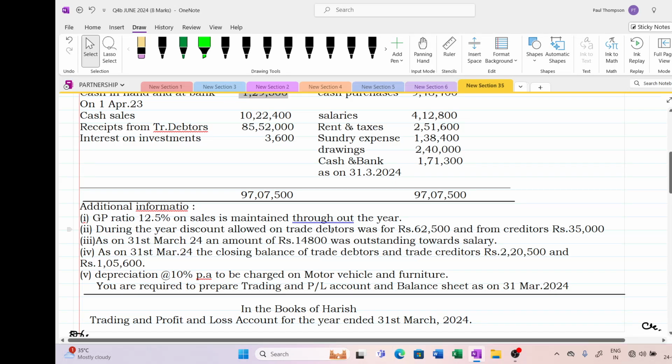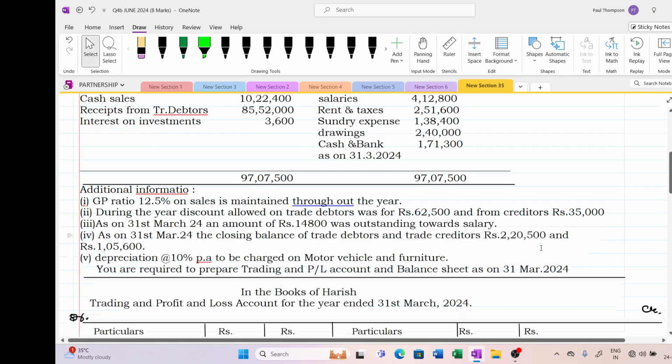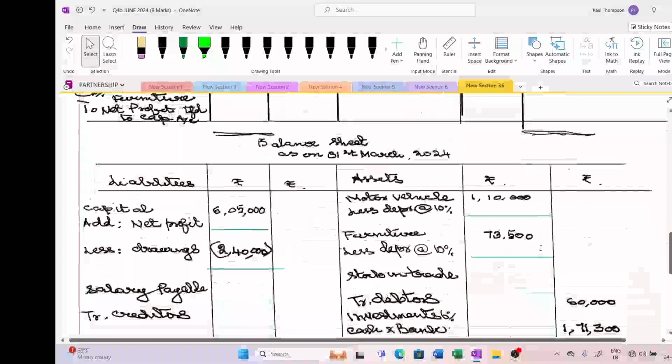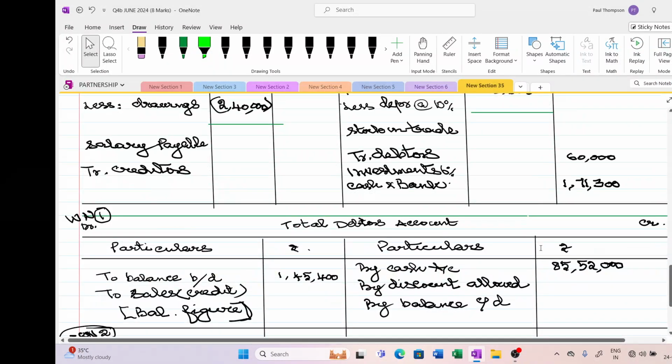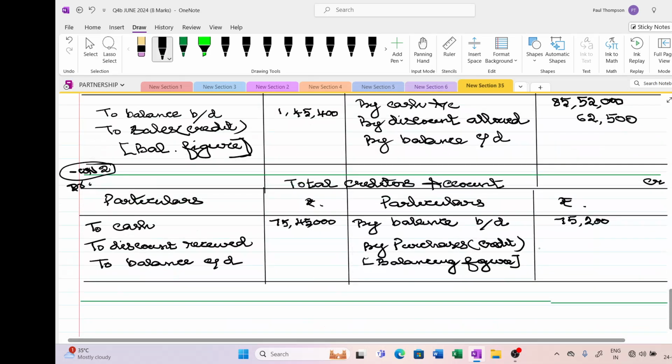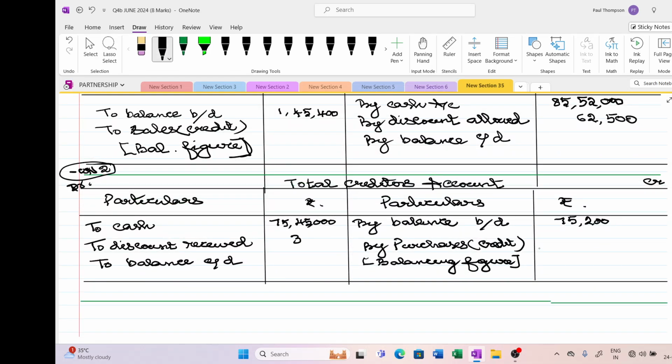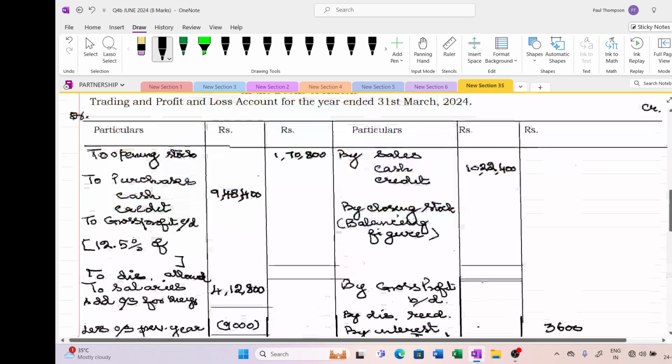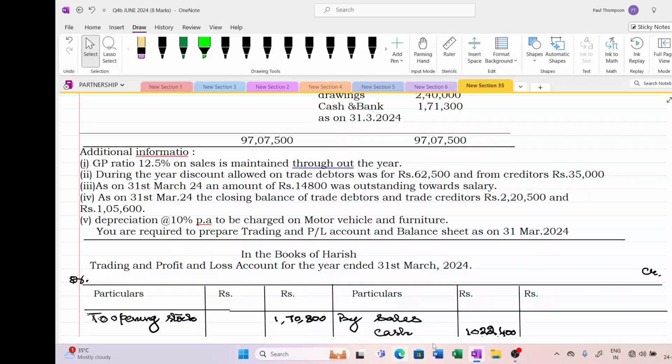During the year, discount allowed is 62,500 and discount received from creditors is 35,000. So you have to go to the total debtors account. Discount allowed is 62,500 and the discount received from creditors is 35,000. So this adjustment we have done. Only adjustment number 1 is pending. Okay, now moving on to the next adjustment.